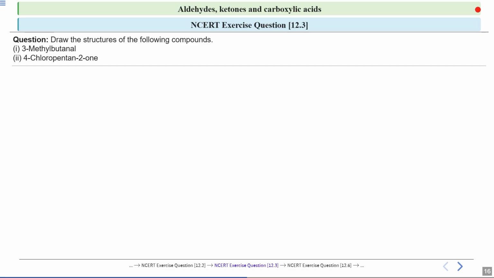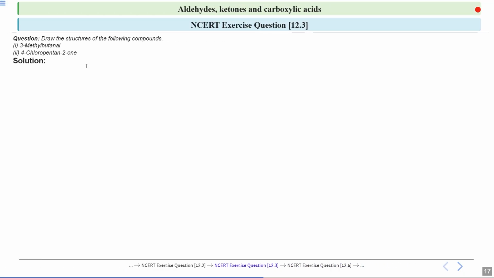You have to draw the structures of the following compounds. Earlier you had to write the names, now you have to draw the structures. So first is 3-methylbutanal and second is 4-chloropent-2-one. Students, I hope by seeing these names, you are able to identify what functional groups are present. This 'al' over here clearly indicates an aldehyde group is present, and this 2-one over here clearly indicates that a ketone group must be present. I hope this is clear by now.